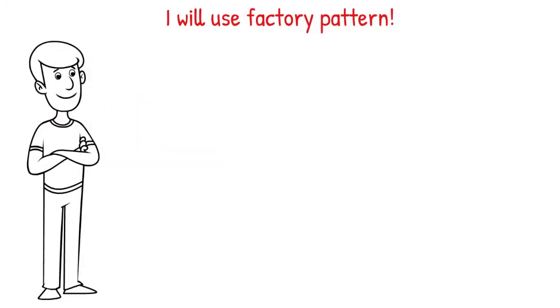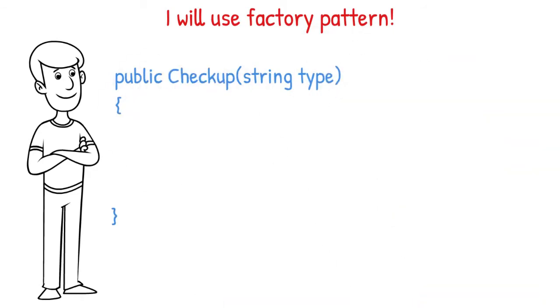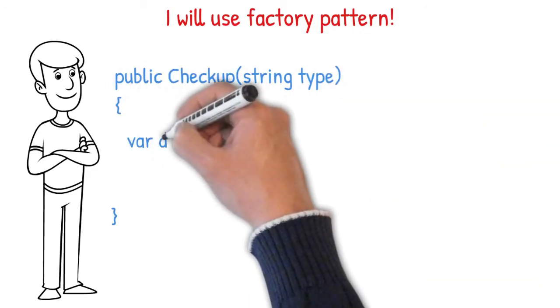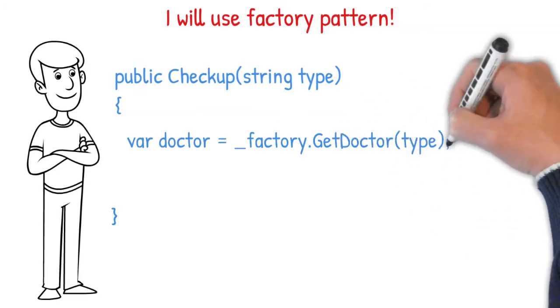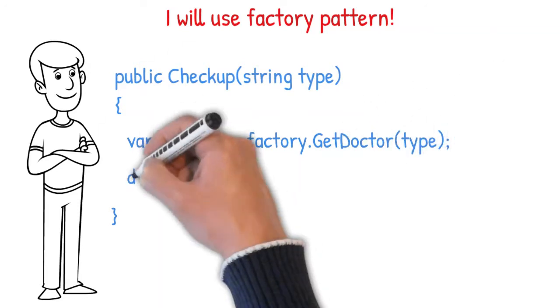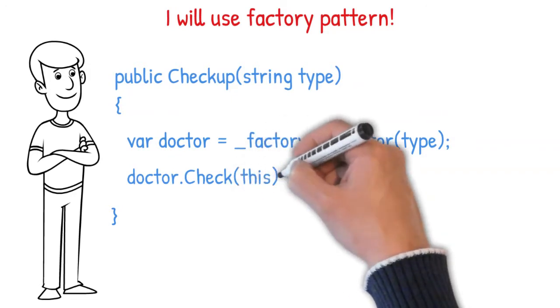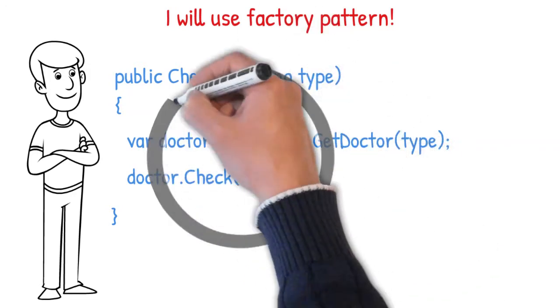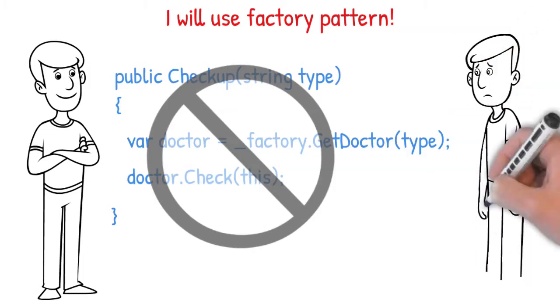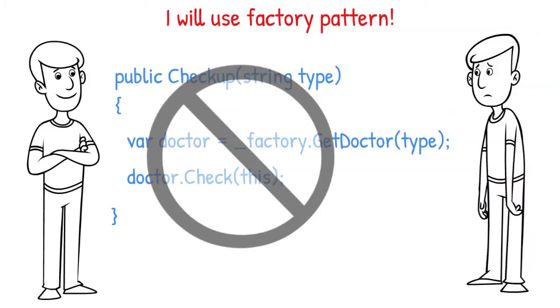Well, you might be thinking that I will use factory pattern so that the patient class doesn't have to worry about different types of doctors. It will just use factory to create the appropriate instance of doctor, and then you will just invoke the right method for that instance. And my answer to that solution is don't do it.